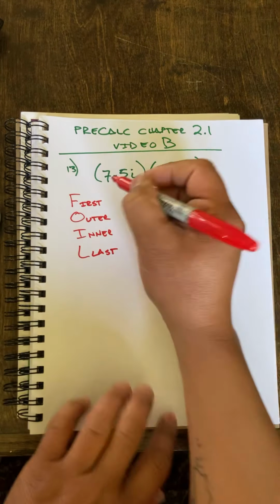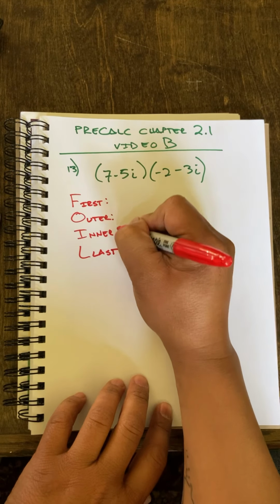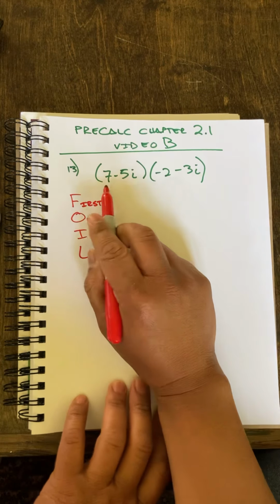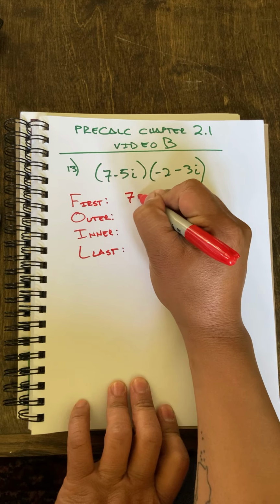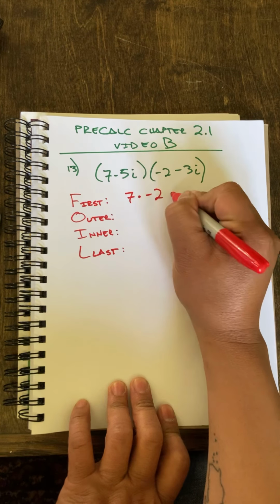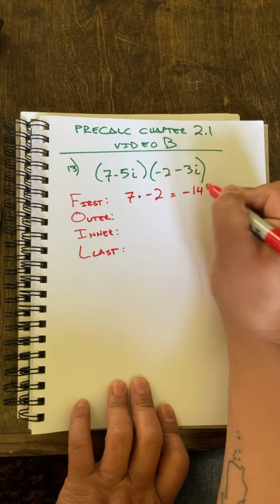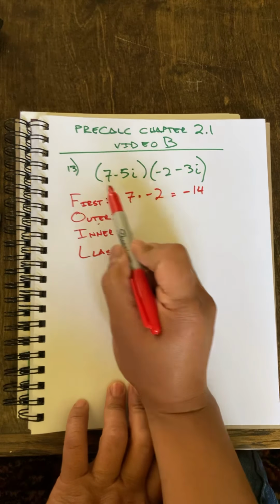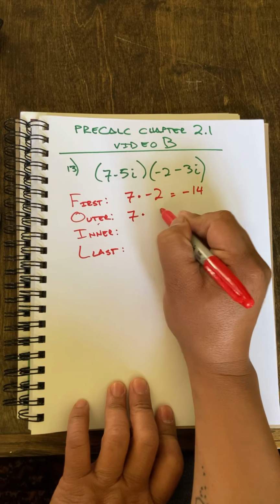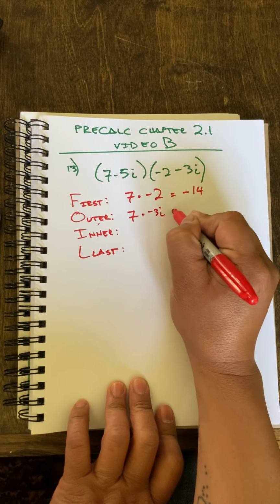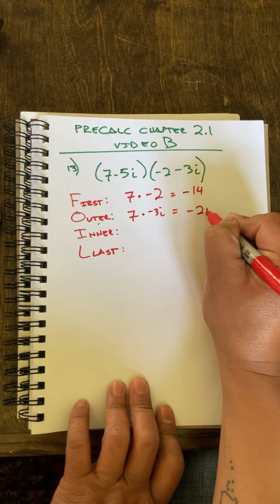That's double L. That's so wrong. So my first terms are the 7 and the negative 2. So 7 times negative 2 is just negative 14. My outer terms are this 7 and this negative 3i. So 7 times negative 3i is, of course, negative 21i.